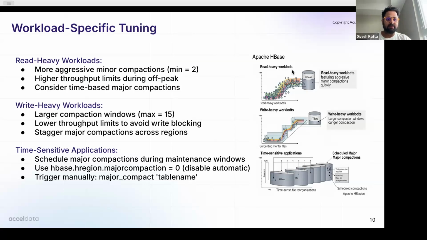For time sensitive applications where consistency matters more than peak performance, consider disabling auto major compaction entirely and running those during a planned maintenance window. Yes, this requires more operational overhead, but it eliminates the unpredictable factor.